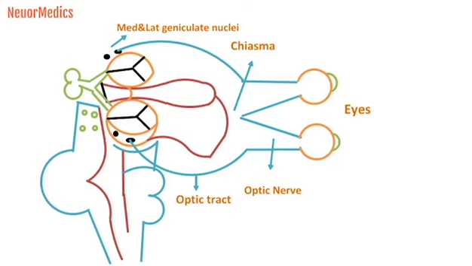Below the third ventricle, there is the midbrain, then comes the pons, then the medulla oblongata, and finally the spinal cord. And at the level of the midbrain, on the posterior side of the midbrain, there are four masses of grey matter called colliculi. There are two superior colliculi and two inferior colliculi.